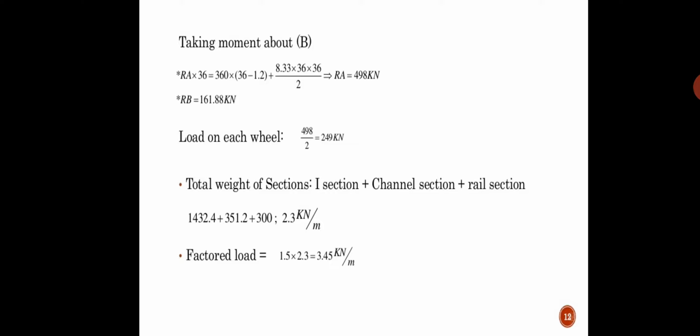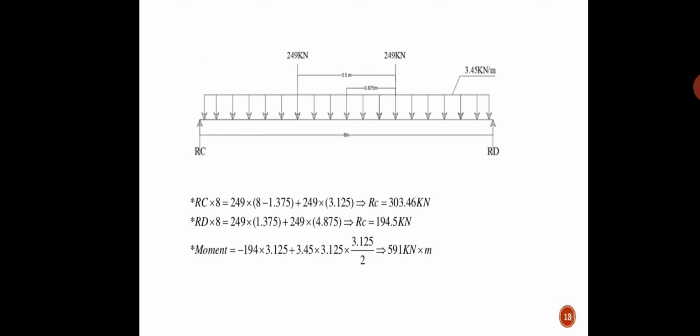Now the total weight of section: I section plus channel section plus rail section. These are the total load of the section. I section 1432.4, channel section 351.2, our rail section weight 300. It should be 2.3 kilonewton per meter. So per meter this total weight of section is 2.3 kilonewton. Converted into the factored value, it becomes 3.41 kilonewton per meter.